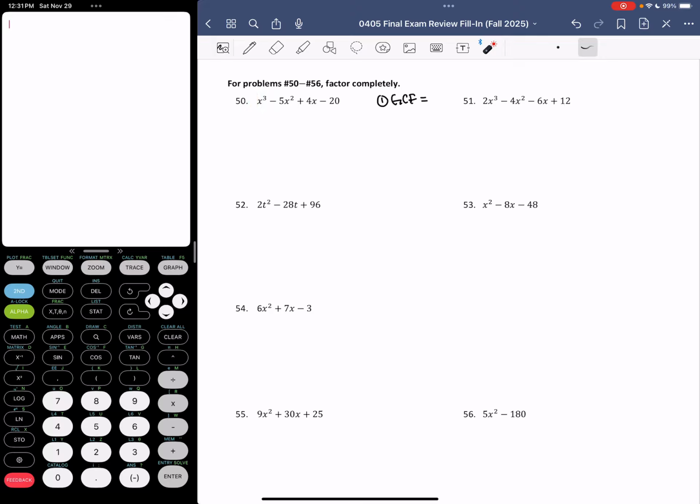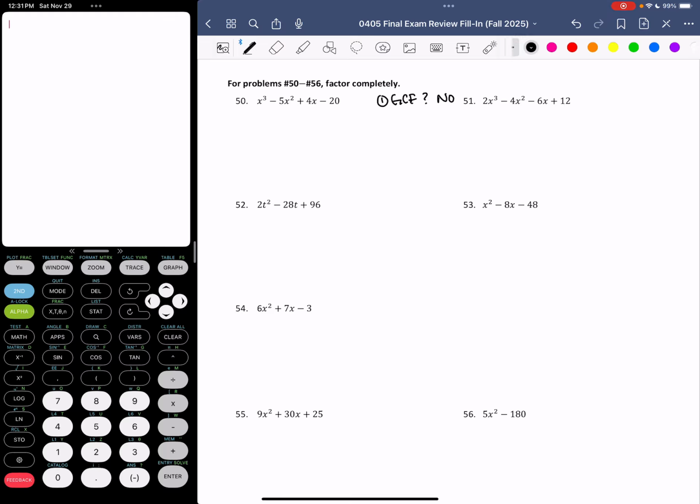And I noticed that my last term here doesn't have an x. There's no x, right? So if that's the case, because these two have nothing in common, then it doesn't really matter what's going on in the middle, because there is no GCF for the entire problem. So the GCF is none. GCF question mark. No. Okay, how about that? There we go.